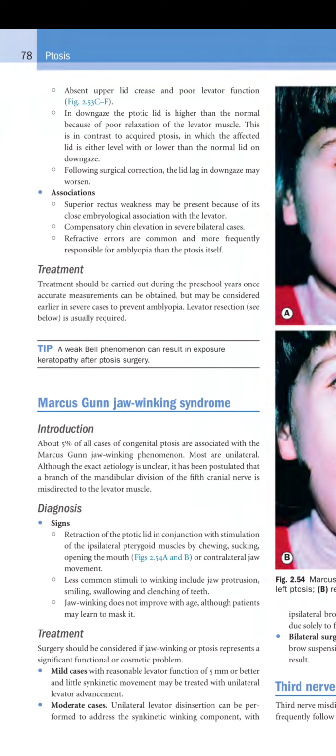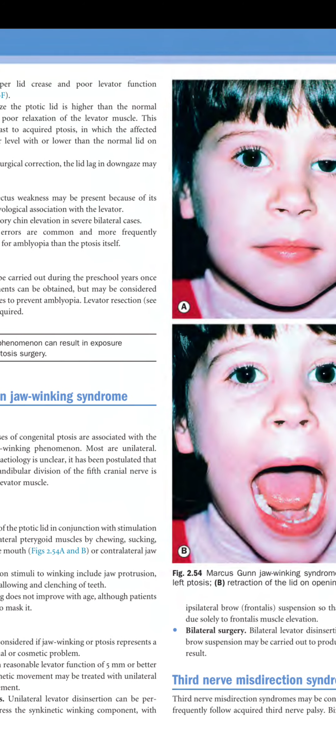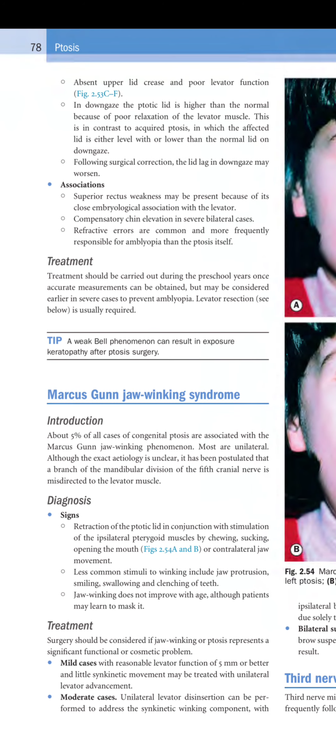Diagnosis: retraction of the ptotic lid in conjunction with stimulation of the ipsilateral pterygoid muscle by chewing, sucking, and opening the mouth, or contralateral jaw movement. Less common stimuli to winking include jaw protrusion, smiling, swallowing, and clenching of teeth. Jaw winking does not improve with age, although the patient may learn to mask it. So what is happening is, when the patient is using his mouth and that nerve is stimulated, the ptotic lid gets better and gets retracted.